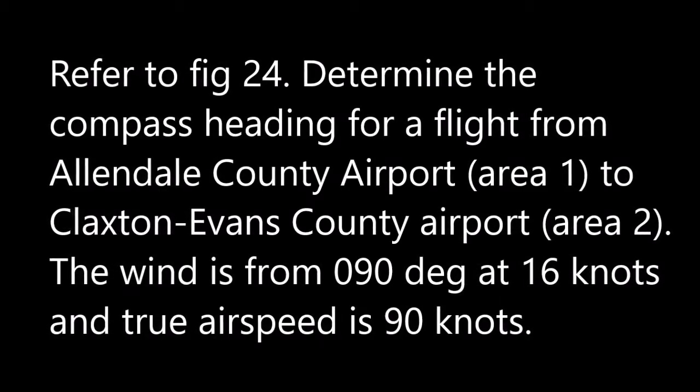Calculating compass heading and time en route. We're given this problem. It says refer to figure 24, determine the compass heading for a flight from Allendale County Airport on Area 1 to Claxton Evans County Airport on Area 2. The wind is from 90 degrees at 16 knots and the true airspeed is 90 knots.